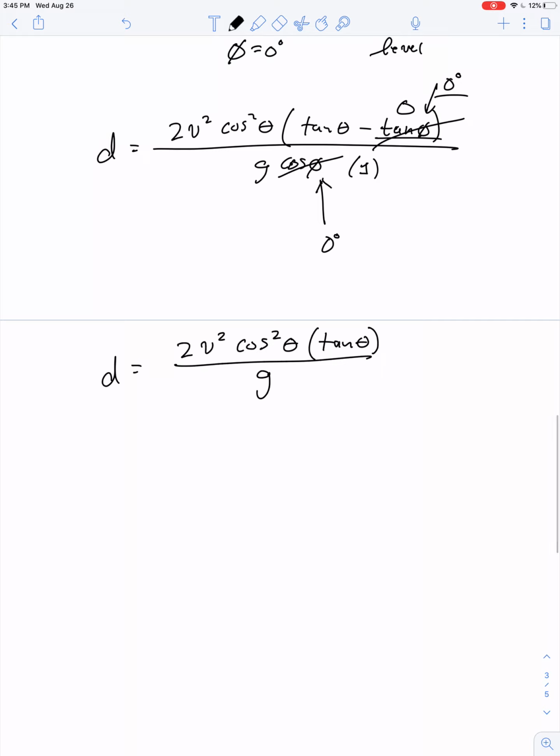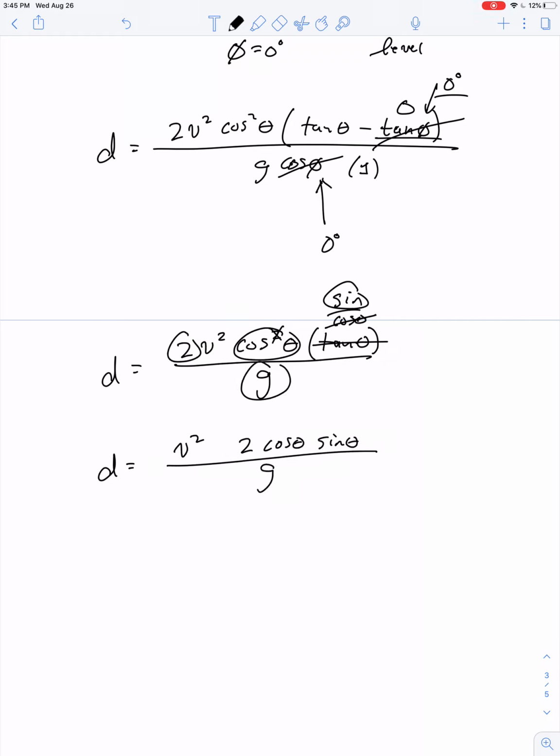Now keep in mind that tangent is the same thing as sine over cosine. So I can cancel that cosine with the squared here, and now we're left with d equals v squared times 2 cosine theta sine theta, and then all divided by g.